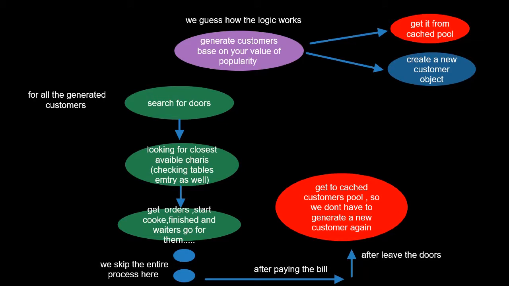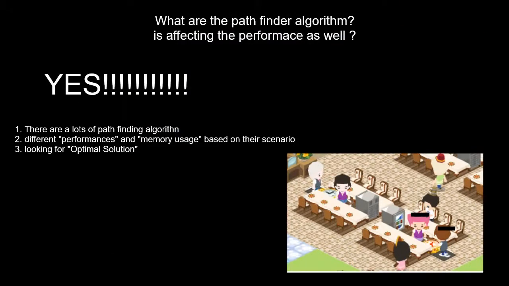So one of the solutions is, instead of creating everything again, we add the customers to a cache pool when they leave our restaurant. That is why sometimes we can see some duplicate-looking customers, because they are being reused. This cannot solve the tons of calculations, but at least it helps with the rendering problem. So in a nutshell, the customers will be generated based on popularity and how many customers are inside your restaurant. The pathfinding algorithm also affects performance and memory space.